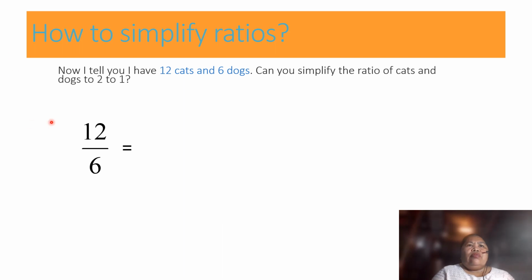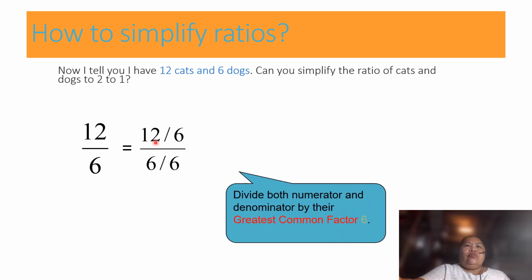How to simplify ratios. Now I tell you I have 12 cats and 6 dogs. Can you simplify the ratio of cats to dogs to 2:1? Okay, so we will divide this by 6. 12 divided by 6 is equal to 2 over 1. So divide both numerator and denominator by their greatest common factor.